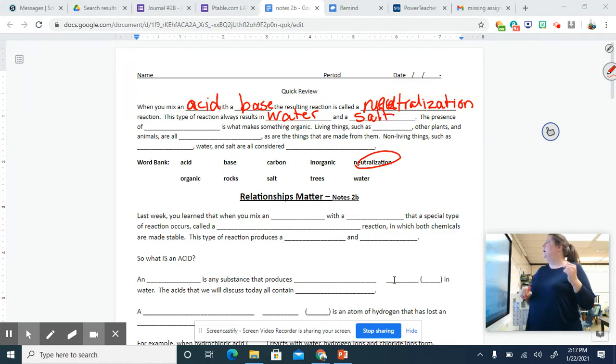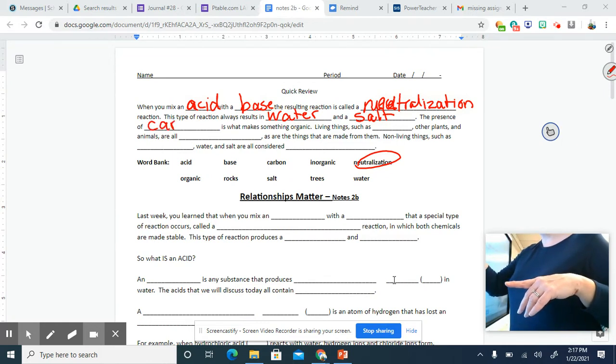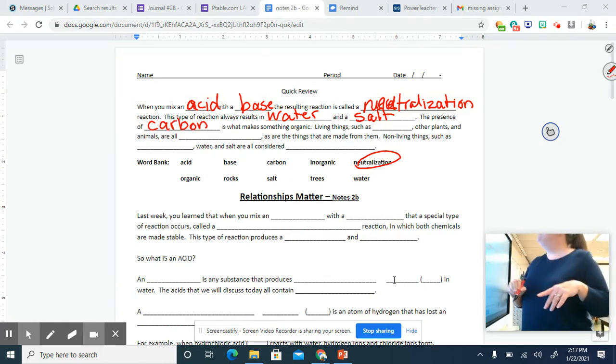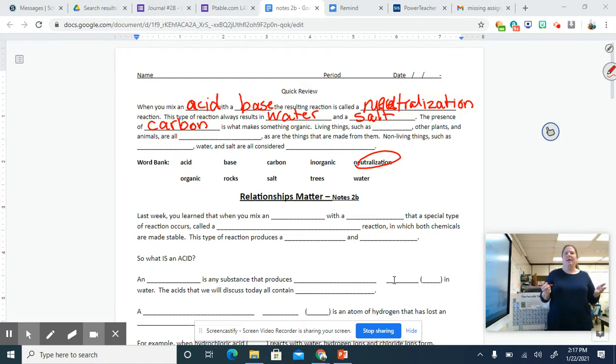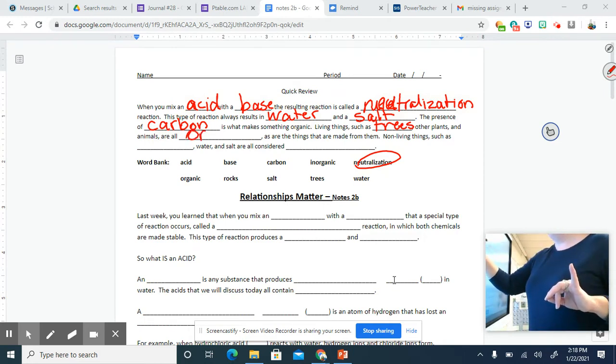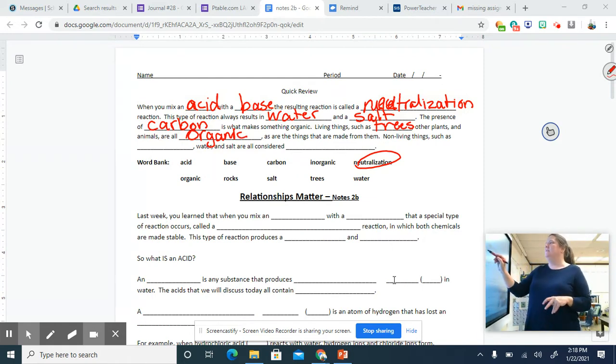The presence of carbon is what makes something organic. Okay, so if it's organic, carbon makes it organic. Living things such as trees, other plants and animals are all organic. This also includes other things that are made from them. So if they were once living, they are still organic.